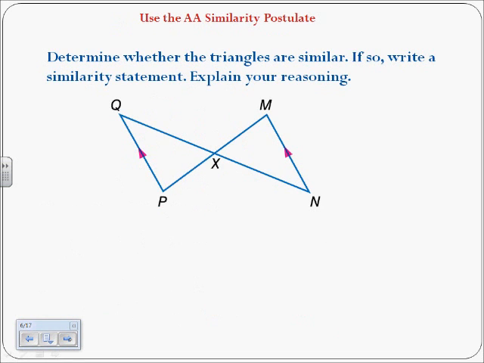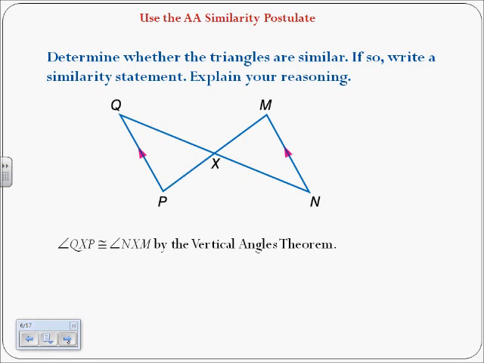Good. Next example, determine whether the triangles are similar. If so, write a similarity statement, explain your reasoning. So we have parallel lines. We know from before, doing proofs, that we have vertical angles as well as alternate interior angles being congruent.